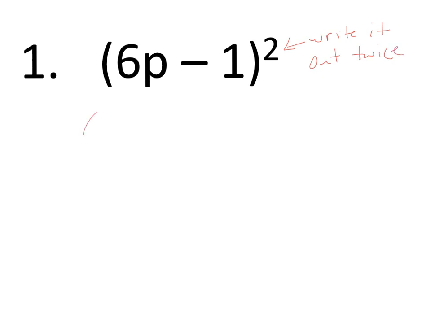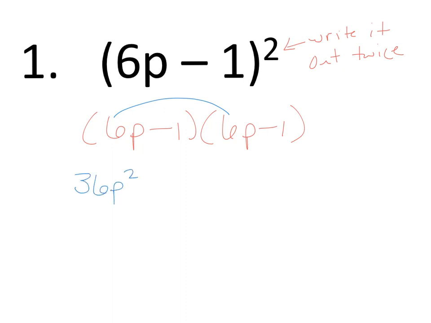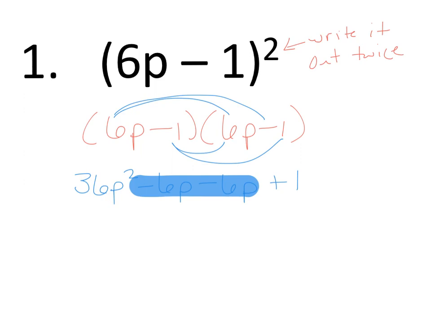Okay, and so all I'm going to do is take 6p minus 1 times 6p minus 1, and we're going to go ahead and start foiling or distributing. So I'm going to get 36p squared minus 6p minus 6p, and then a negative times a negative is a positive 1. Now again, combine the middle. And so when you do that, you're going to get 36p squared. Same signs, so negative 12p, we're adding them up, plus 1.